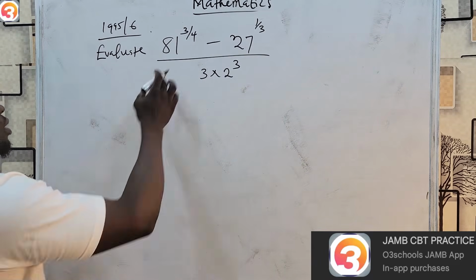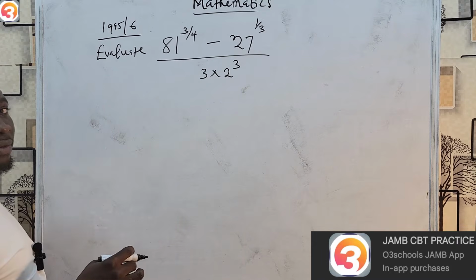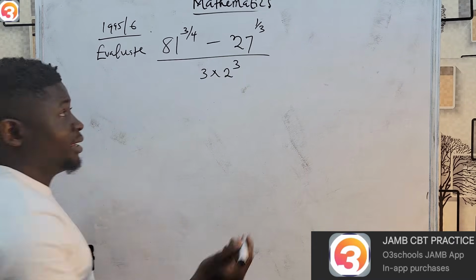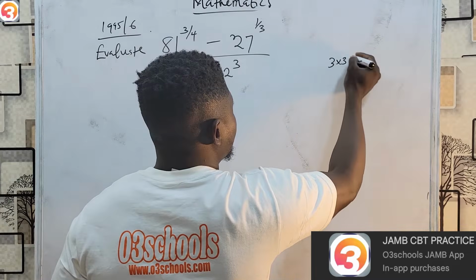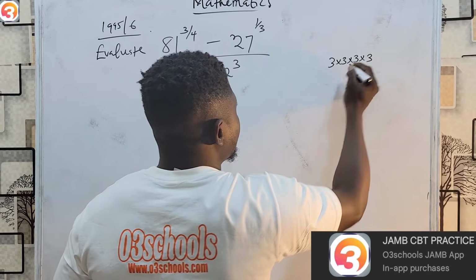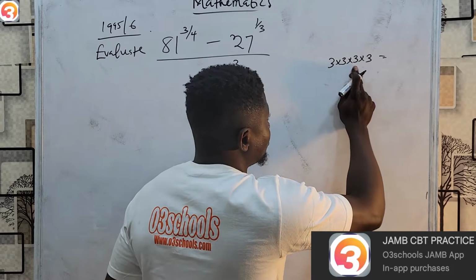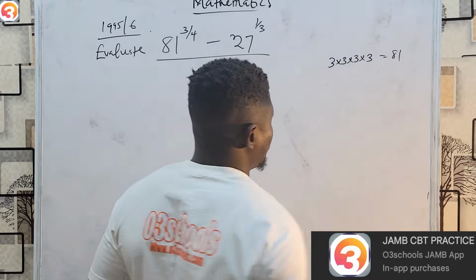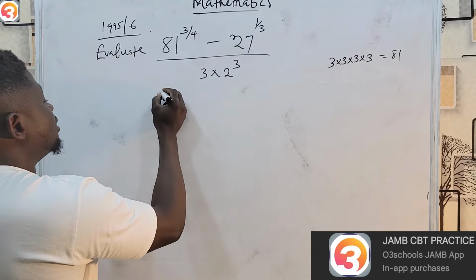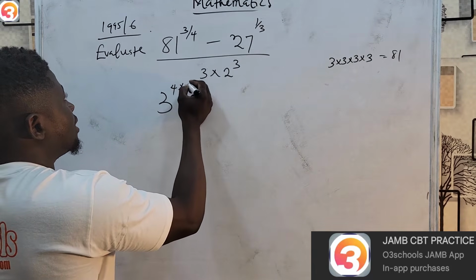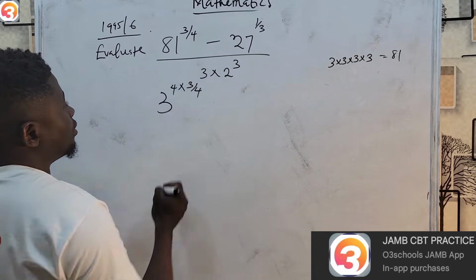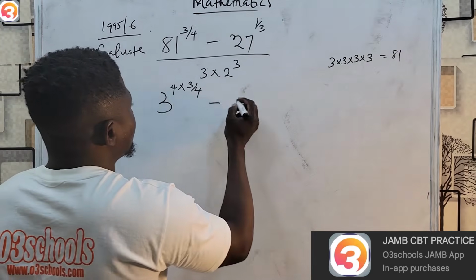So what do we do? 81 is the same thing as what? 3 raised to the power 4. If you remember, 3 times 3 times 3 times 3, 3 four times. 3 times 3 is 9, 9 times 3 is 27, 27 times 3 is 81. So I'm going to have 3 raised to the power 4 times 3 over 4, isn't it? Then minus what?